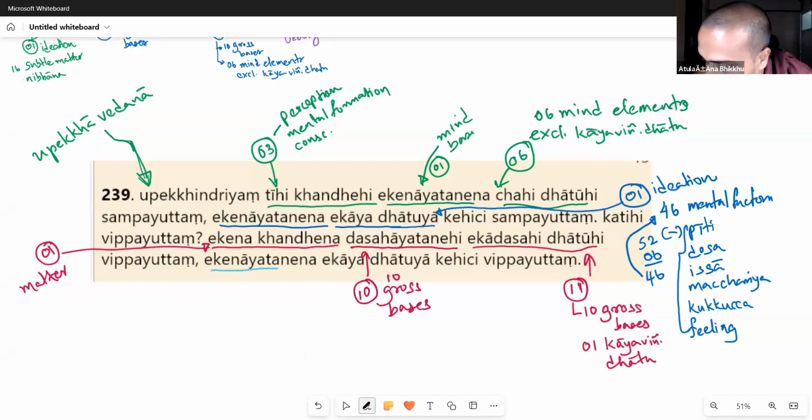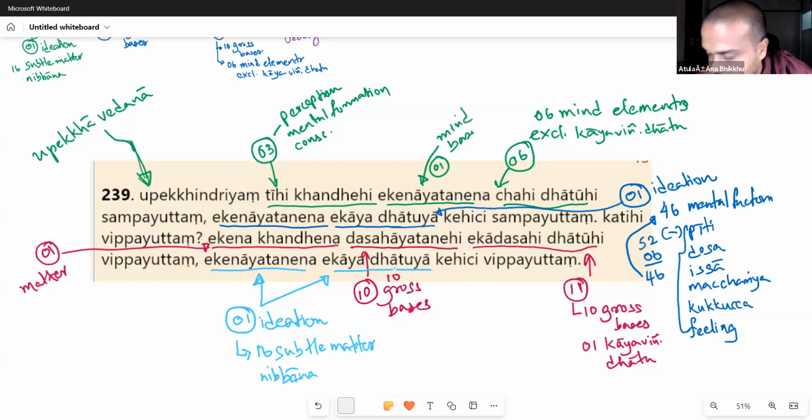Then, ekena ayatanena ekaya dhatuya kechi vipayutta. It's disassociated with one element and one base, which is the ideation base. In the ideation base, it's the same. So we get the 16 subtle matter, and then we get the nibbana. Right? Straightforward.